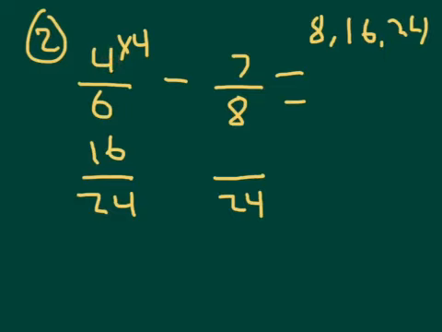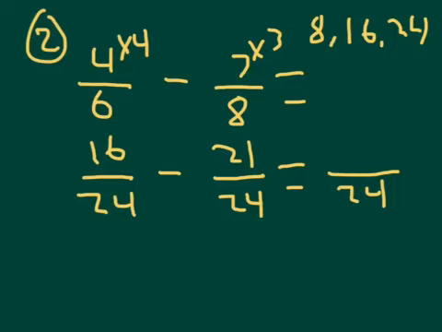So that fraction stays the same value. Now you go on to your next one. 8 can go into 24 three times: 8, 16, 24. So you also have to multiply that top by 3. 7 times 3 is 21. This is a subtraction problem, and now you have common denominators, so you can go ahead and actually do the subtraction. Remember, your denominator won't change, so it's 24. And then you want to go 16 minus 21.